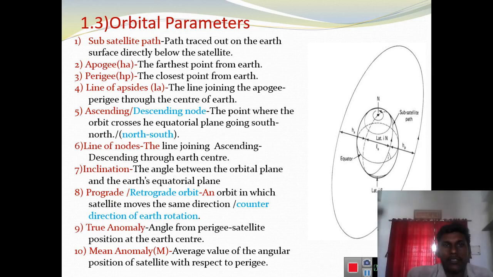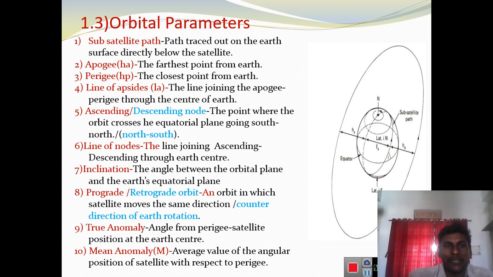Dear students, in this class we are going to see about orbital parameters. These are the parameters required if you want to place a satellite in a particular orbit, maybe low Earth, medium Earth, geo, or more than geo orbit. These parameters are very essential for us. If you want to place a satellite at any object, we must know a number of parameters.